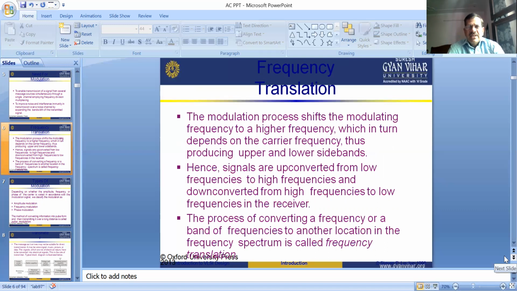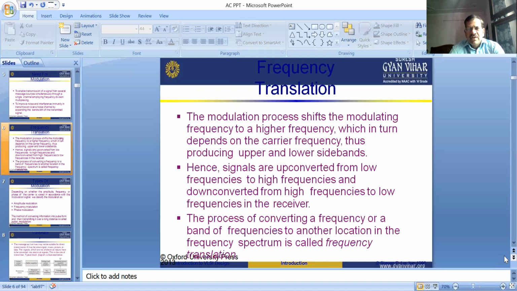Next, frequency translation. The modulation process shifts the modulating frequency to a higher frequency. We know that in the modulation process, the frequencies are shifted from a low frequency level to a high frequency level, which in turn depends on the carrier frequency. And this modulating frequency depends on the carrier frequency.